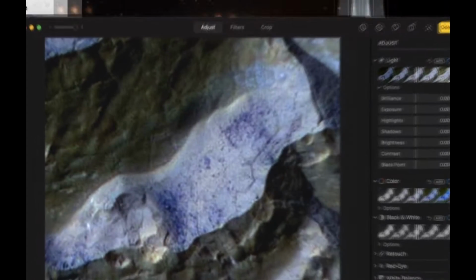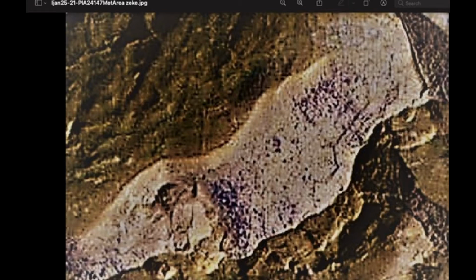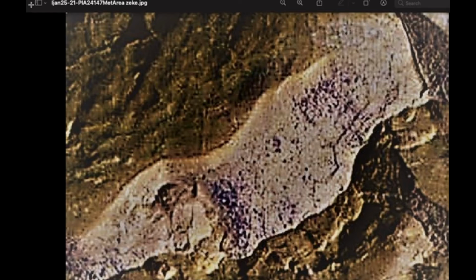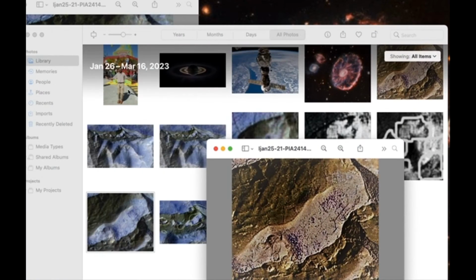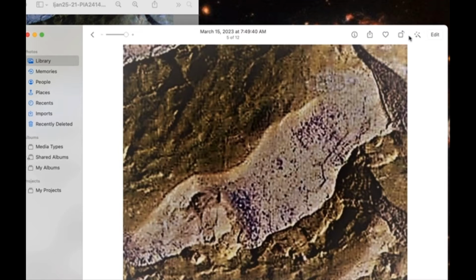And this particular area is nicknamed the Met area for metropolitan area. A metropolitan, otherworldly area on Mars with this PIA 24147 area. And now we're using the Zeek tool.